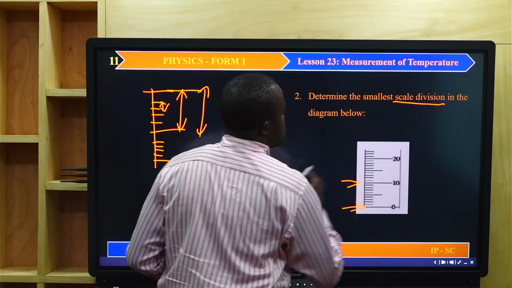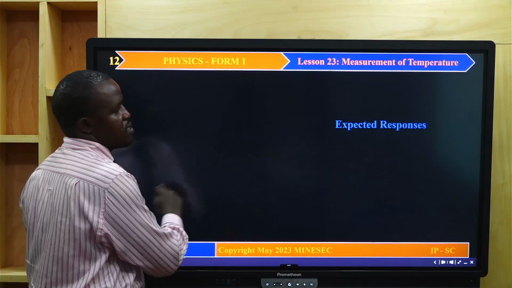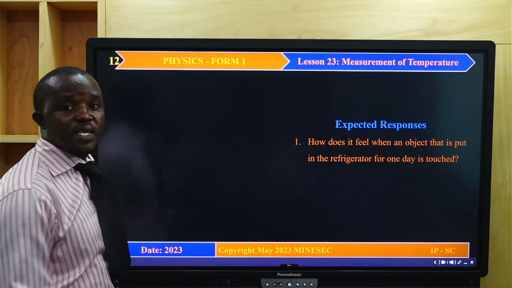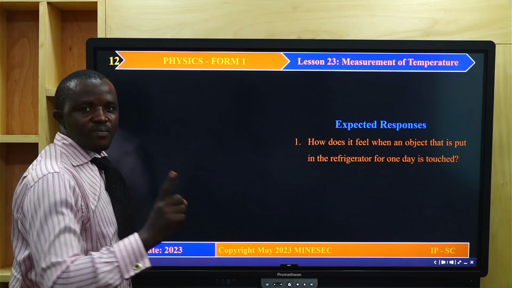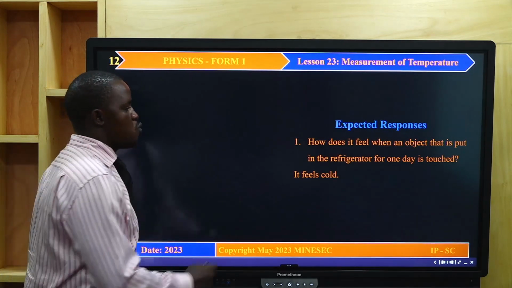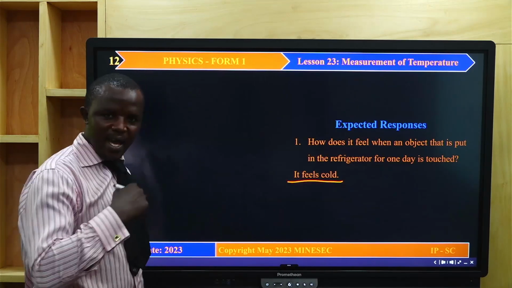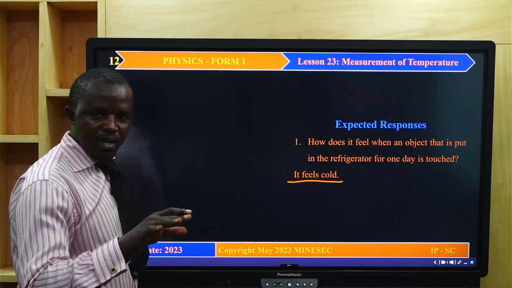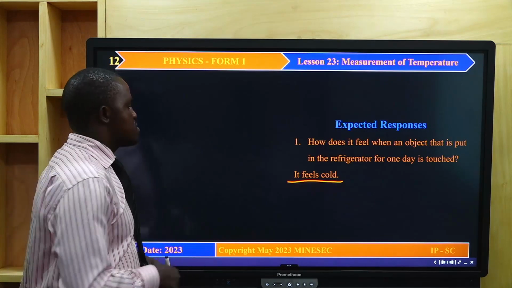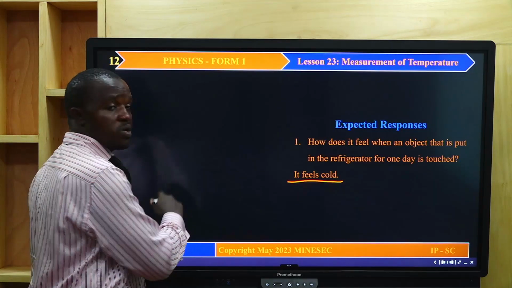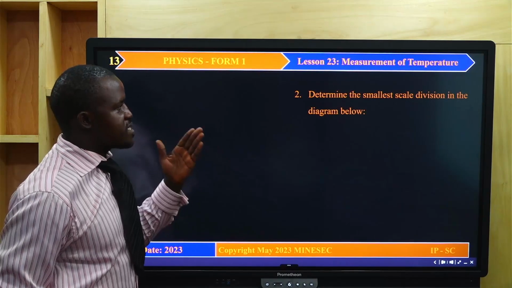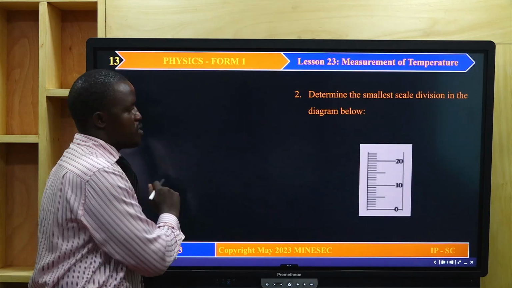Scale division. Okay. So how does it feel when an object that is put in the refrigerator for one day is touched? What do you write? It feels cold. When I do that, I feel cold. When I touch an object from the fridge that's been there for long, it feels cold. What about you? You feel the same. Okay. Determine the smallest scale division from the diagram below, and we saw the diagram.